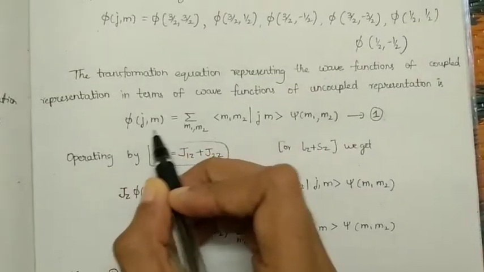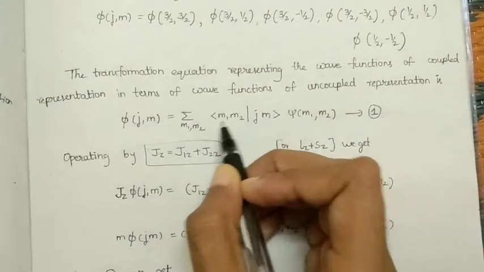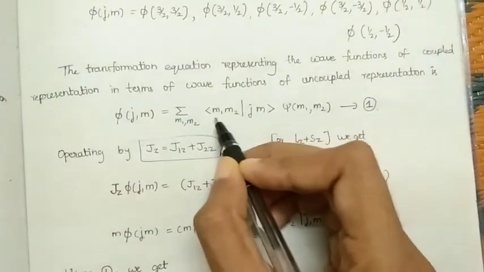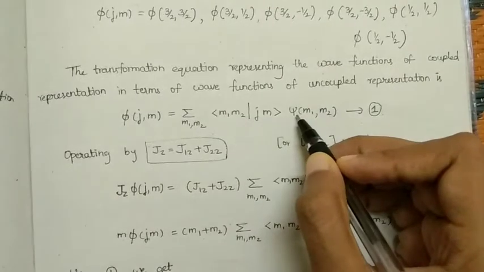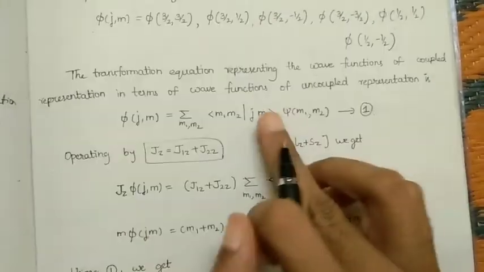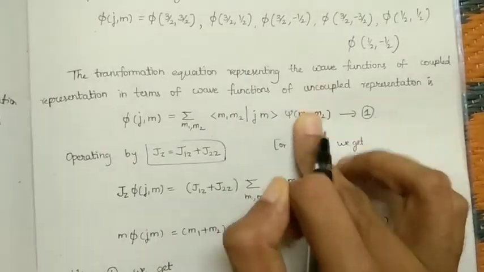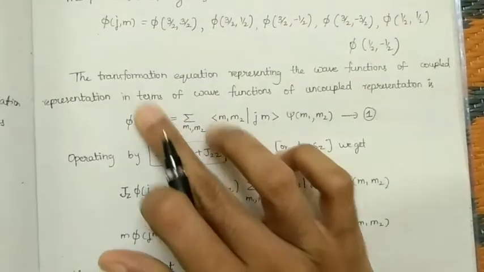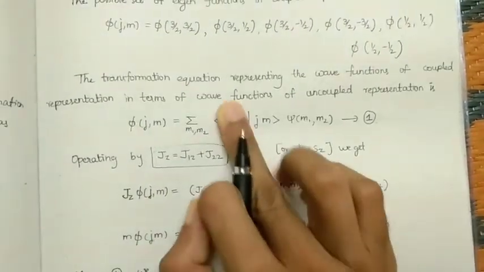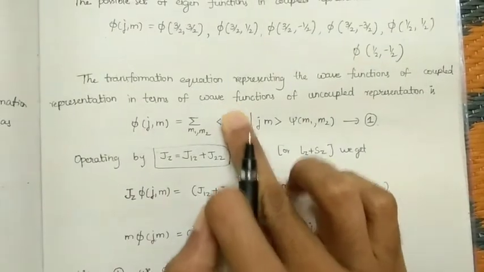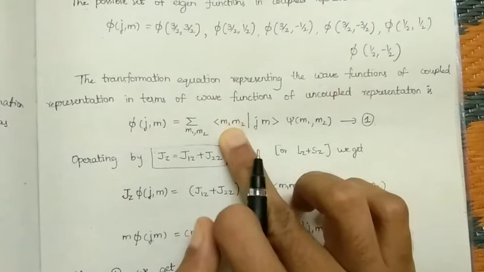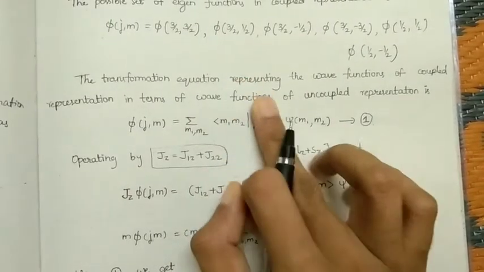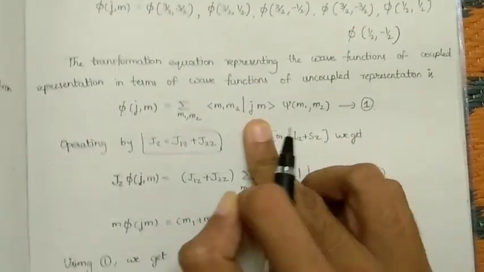So phi of j comma m is equal to the summation over m1 comma m2 of the bra-ket m1 comma m2 | j m, times xi of m1 comma m2. So this form is getting transformed to this form. The m1 comma m2 uncoupled form is being transformed to the coupled j comma m form. So that is the equation.